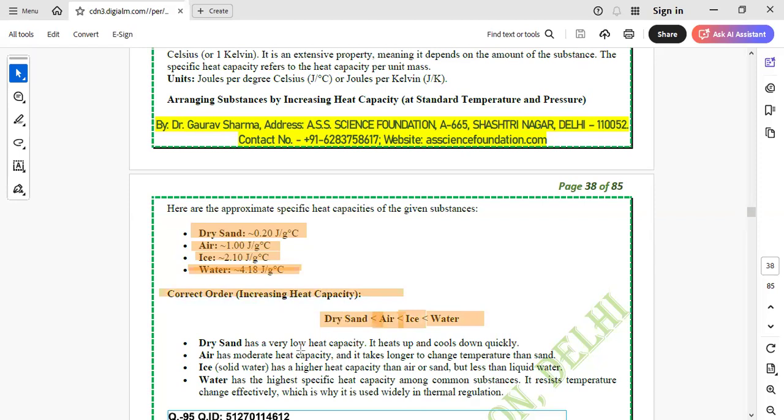You can have some knowledge regarding this, because dry sand is least since it has a very low heat capacity, it heats up and cools very quickly. Air has moderate heat capacity, it takes longer to change temperature than sand. Ice, which is solid water, has a higher heat capacity than air or sand, but less than liquid water. Water has the highest specific heat capacity among the common substances. It resists temperature change effectively, and that is why it is used widely in thermal regulation.